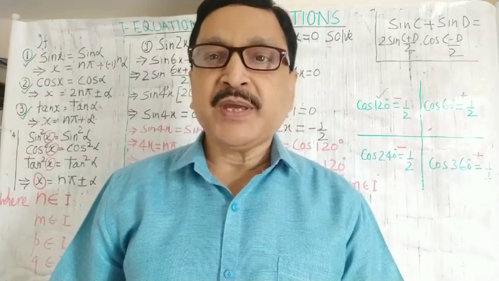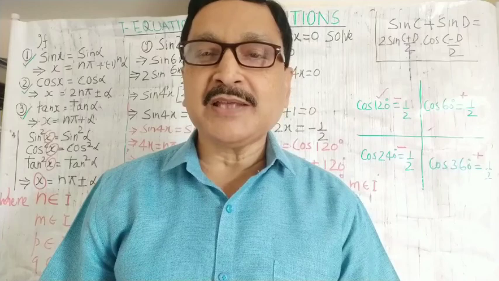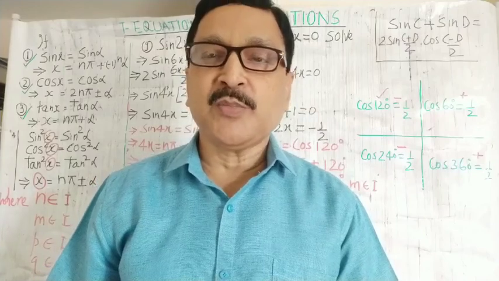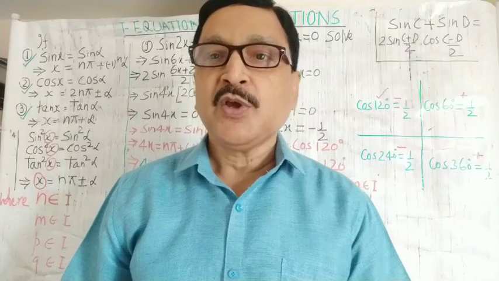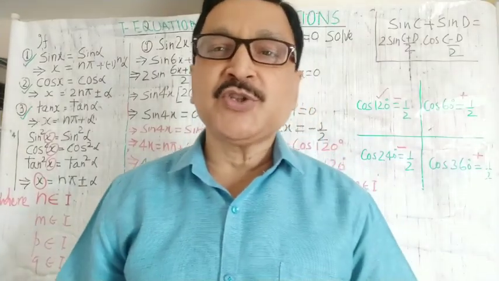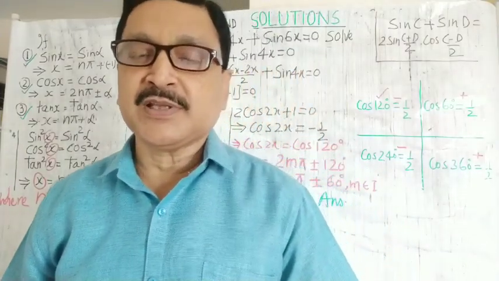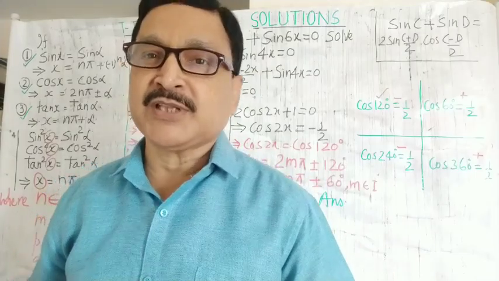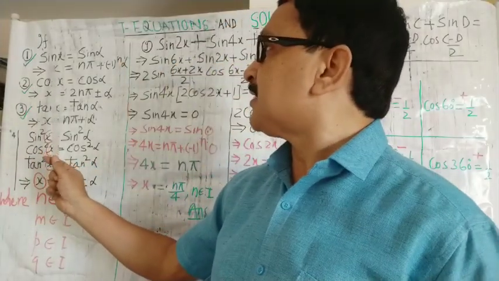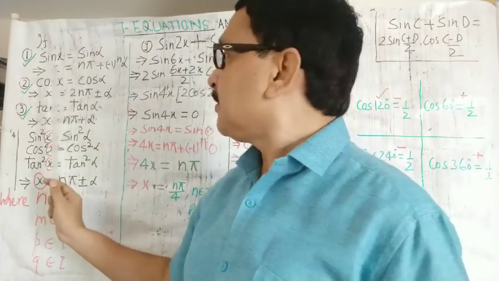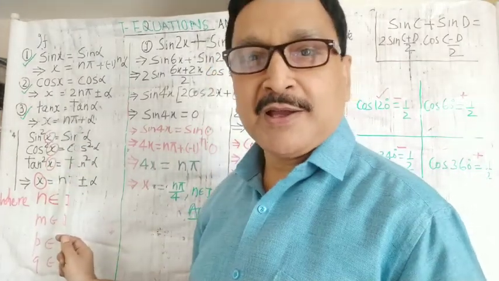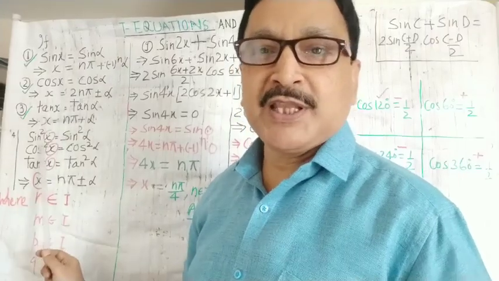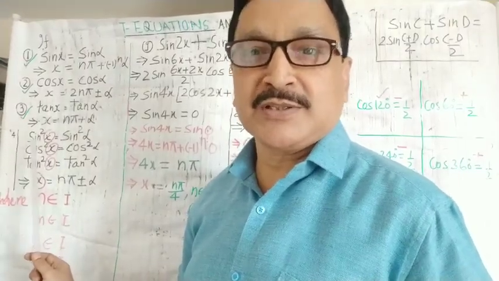So the topic is the last chapter of trigonometry, trigonometric equations, and how they can be solved. First of all, ensure the three types of equations written here: sin x is equal to sin alpha, cos x is equal to cos alpha, tan x is equal to tan alpha. For all three types, there will be three different solutions.